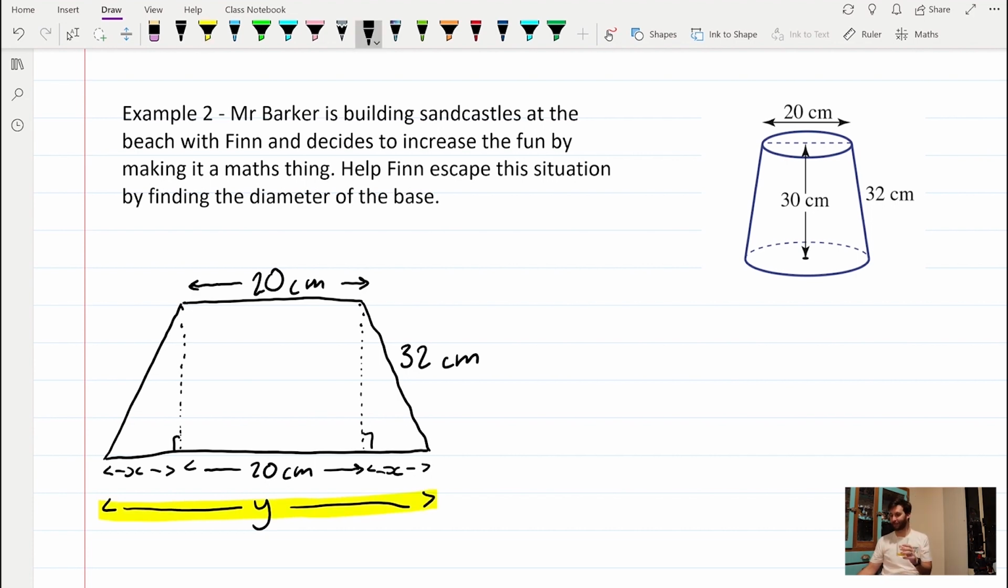Yes, Finn? This is Finn, my little boy. Can you say hi? Hi. Can you look up here?